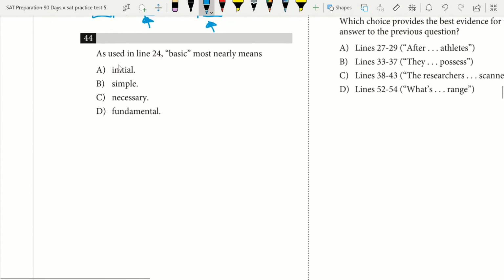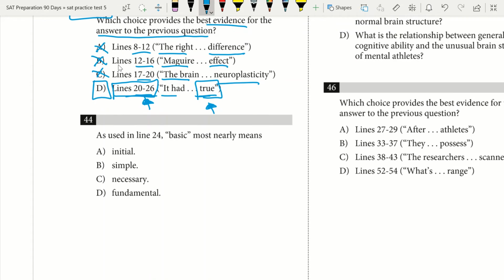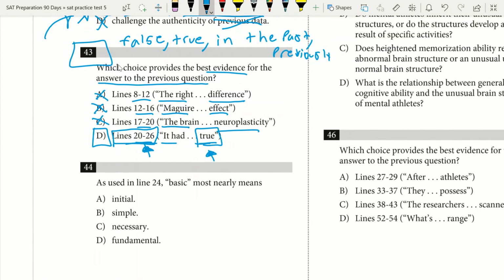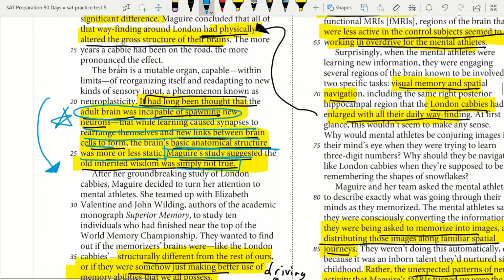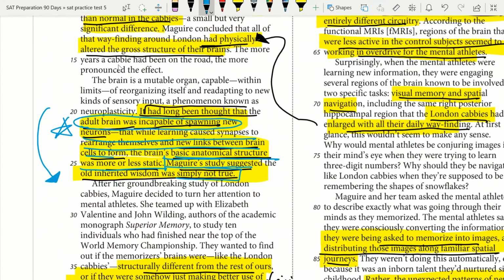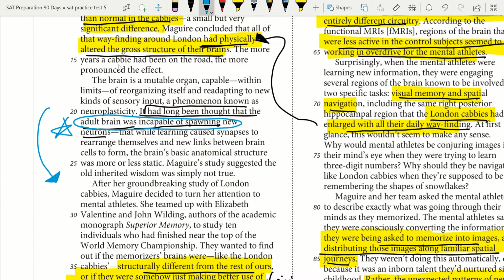Now we can move on to 44. As used in line 24, "basic" most nearly means what? Well, let's go take a look. With these "most nearly means" questions, I have a tip that you'll see after this walkthrough that talks more in depth about them. But what I always recommend doing is going back to the passage first and finding the word. In this case, I'm going to erase a little bit of this highlight just so you can see the word "basic." I'll put it in red. Okay, so we found our word "basic" in line 24.